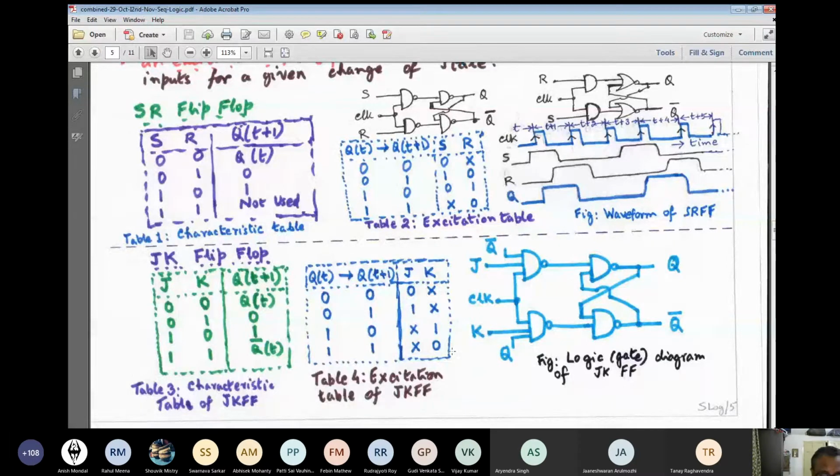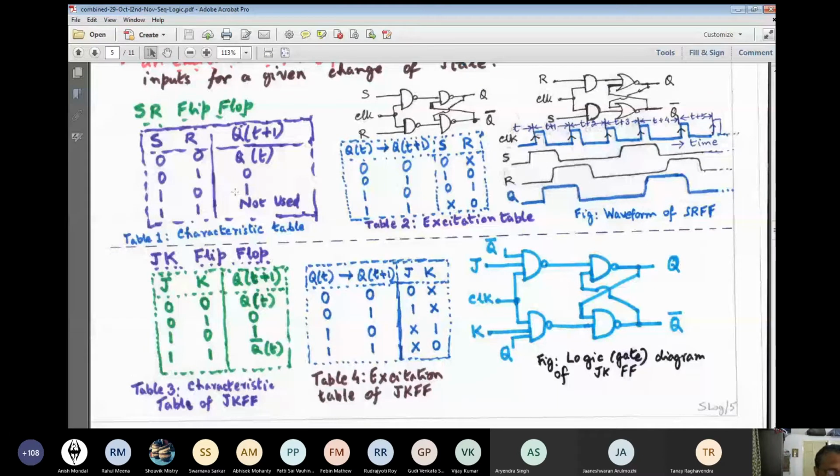So this is the logic or gate diagram of the JK flip-flop. The middle one is the excitation table of the JK flip-flop, and the leftmost table accounts for the characteristic or function table of the JK flip-flop. Now you see other variations of the SR flip-flop are possible. Particularly, from the JK flip-flop, we can get the data or delay flip-flop. Very simple. Or even from SR.